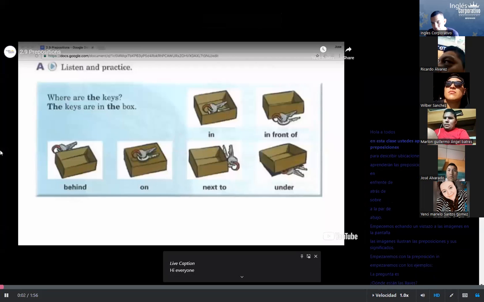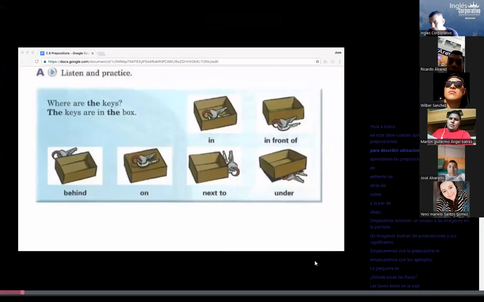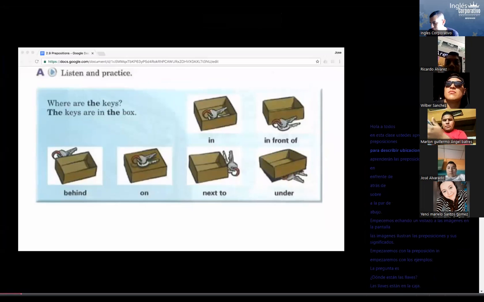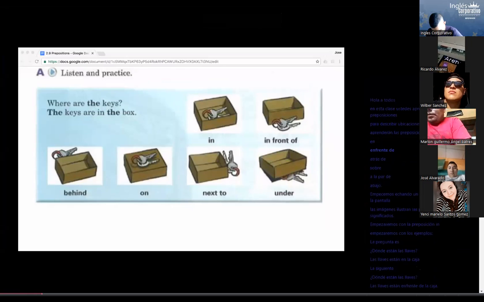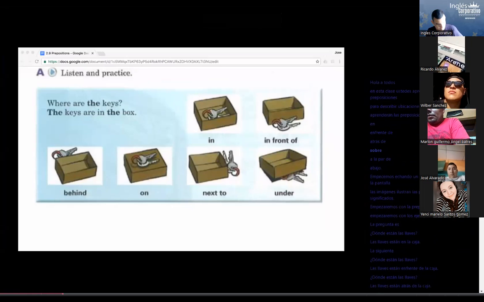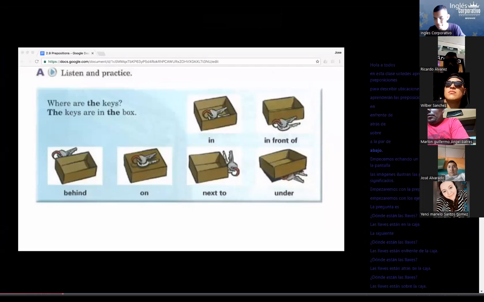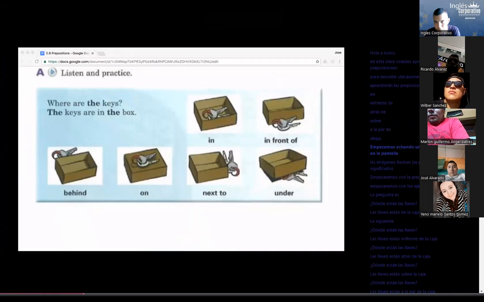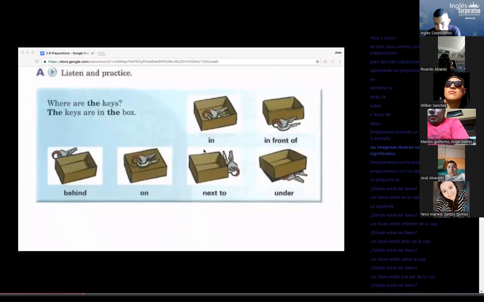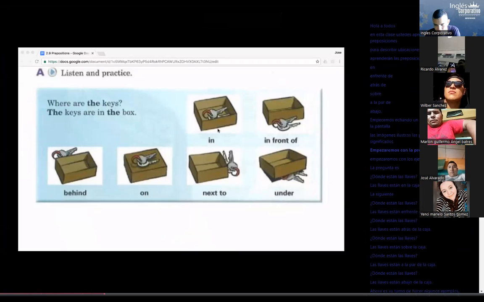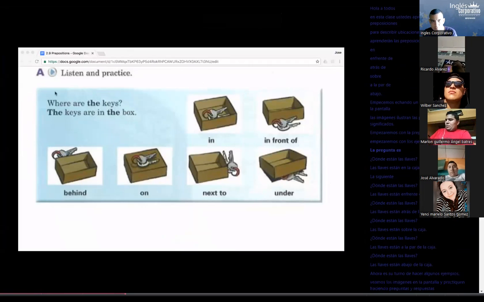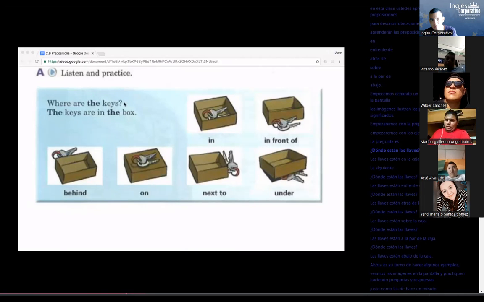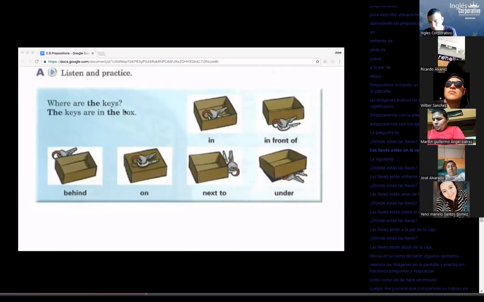Hi everyone. In this class, you'll learn how to use prepositions in order to describe the location of different objects. You'll learn the prepositions in front of, behind, on, next to, and under. Let's start by looking at the images on the screen. The images illustrate the preposition and its meaning. Let's start with the preposition in. We will start with the example. The question is, where are the keys? The keys are in the box.